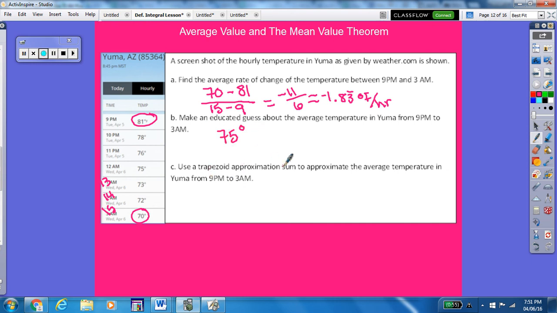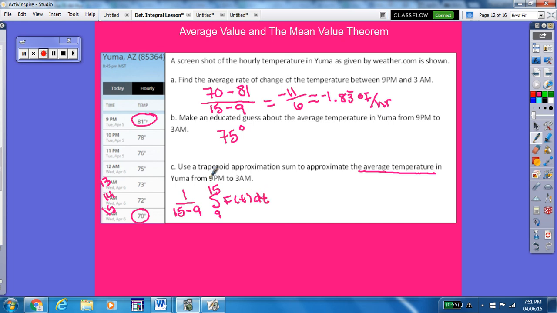It says use a trapezoid approximation sum to approximate the average temperature in Yuma from 9 to 3 a.m. Well, if we're approximating the average temperature, we're going to use that same formula. The formula is 1 over b minus a. So in this case, it's going to be 1 over 15 minus 9, and it's going to be the integral from 9 to 15 of the temperature function. I'll just call it f of t again, dt.